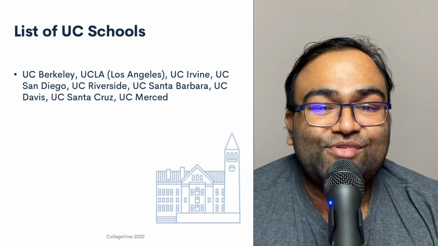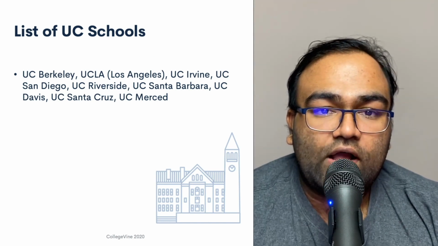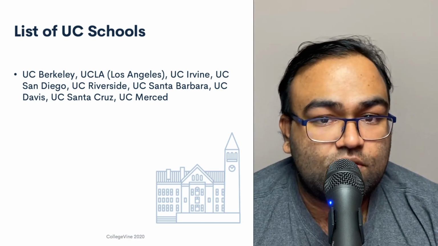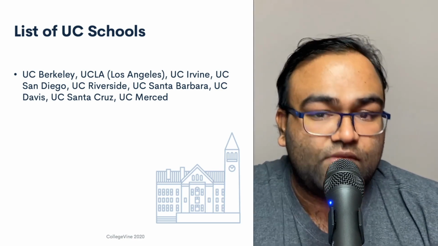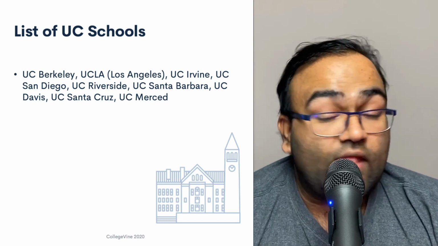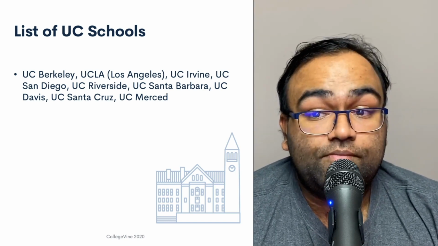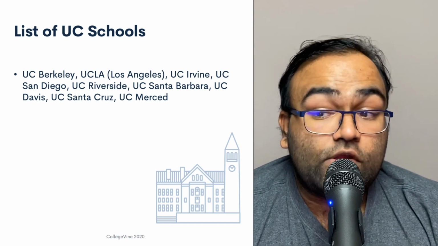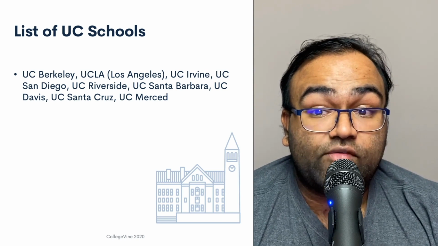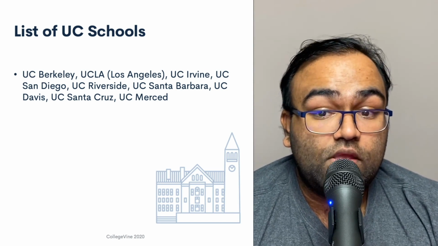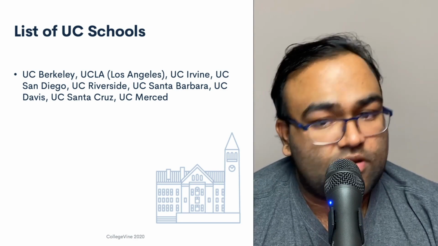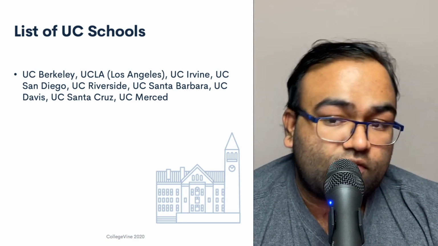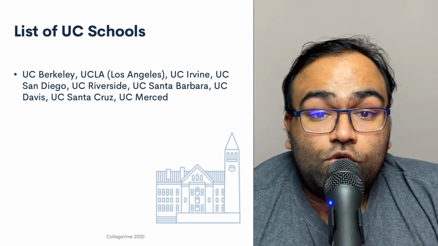Now, what are the schools in the University of California system? We're really talking about 9 different schools here, all of which share a common application, but not the Common Application, if that makes sense. So the 9 schools in question are UC Berkeley, UCLA, Los Angeles, for that matter, UC Irvine, UC San Diego, UC Riverside, UC Santa Barbara, UC Davis, where Hassan Minhaj went to school. It's near Sacramento, UC Santa Cruz, and UC Merced. So those are your 9 UC schools.